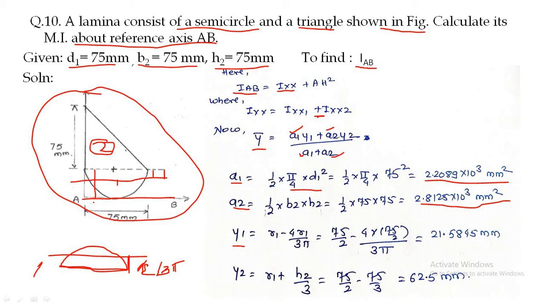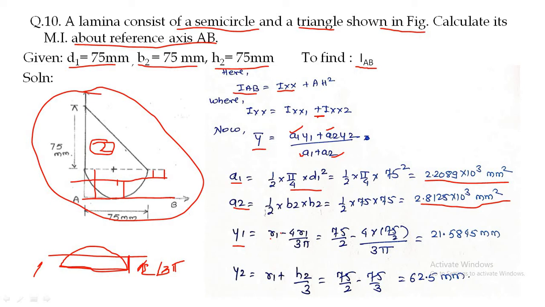From here to here it is r. So obviously the distance remaining between these two axes will be r minus 4r upon 3 pi. In this case, instead of writing r, we are going to write r1. So it is r1 minus 4r1 upon 3 pi. What is r1? R1 is the radius of the semicircle. As the diameter is 75, the radius will be equal to 75 by 2. So in place of r1, we are going to write 75 by 2.